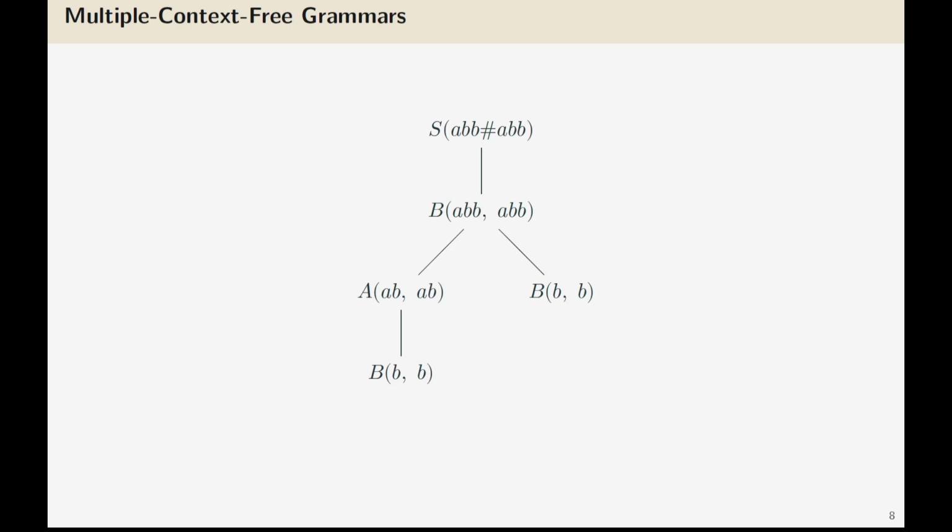Okay, here's the derivation tree of a multiple context-free grammar. You can see it looks exactly like a normal derivation tree, except we're writing down all the contents of all the registers at each step. And these are strictly more powerful than normal context-free grammars. For example, we can derive these copy words, which are just a word and then the word repeated, which a normal context-free grammar cannot.